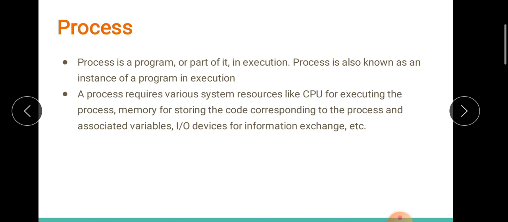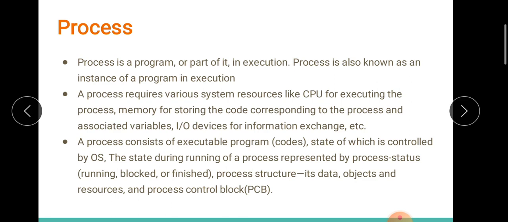So a process is simply a program which is being executed. Because of that, they need a number of system resources. Since it is a program being executed, they need a number of system resources: CPU for executing, memory for storing, and input-output devices for information exchange. Now, this process, as I have said before, consists of executable programs and their state.